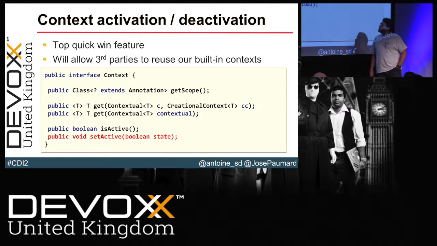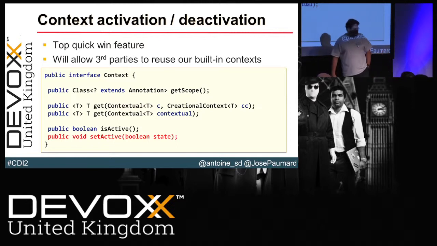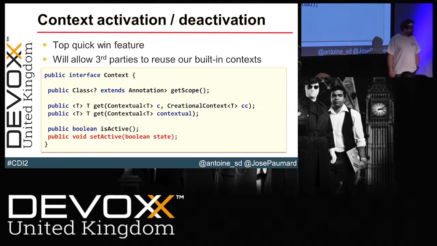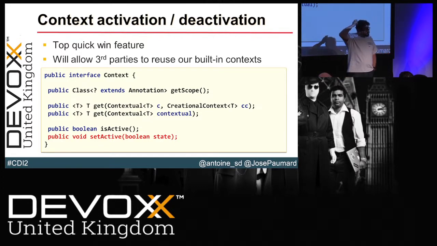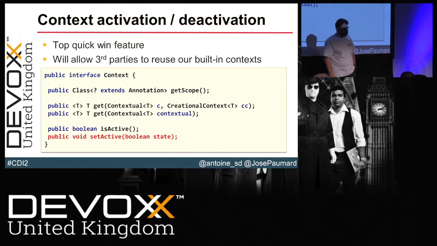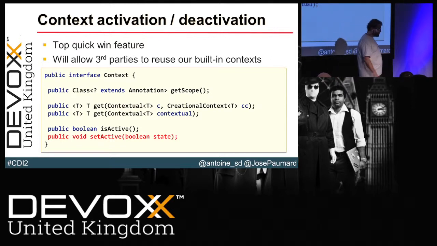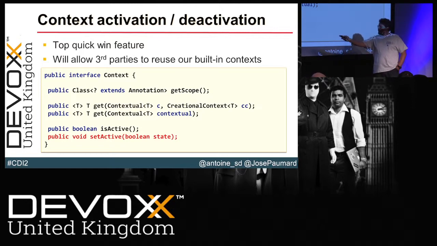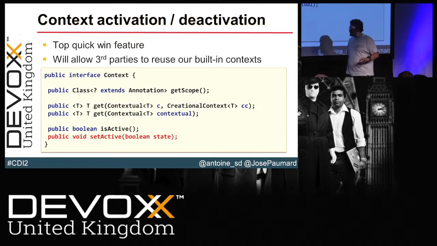And to finish, a top quick-win feature we will probably add very fast is to provide a way to activate and deactivate contexts for third-party users. Right now, if another specification or framework needs to use one of the built-in contexts we have in CDI, for instance the request context, they have to build it from scratch. For instance, let's say WebSocket needs to use the request context. They could use the request scope annotation, but it's a very small part. Regarding the context, they will have to rebuild it from scratch because they cannot use the built-in one and say, okay, in this case it's active, in this case it's inactive.